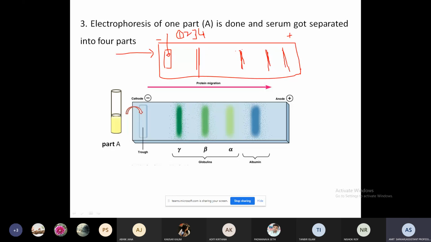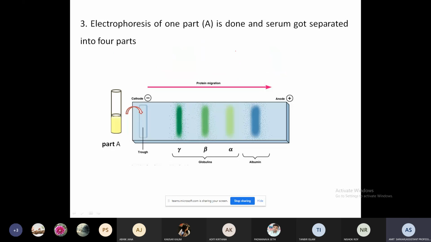The same thing was also done here by Tiselius and Kabat with part A of the serum, which hypothetically contains the anti-ovalbumin antibody. When he got this type of result, there is no relation with the color. No color is there. This is just an artist's impression. So he also got this type of 4 bands.